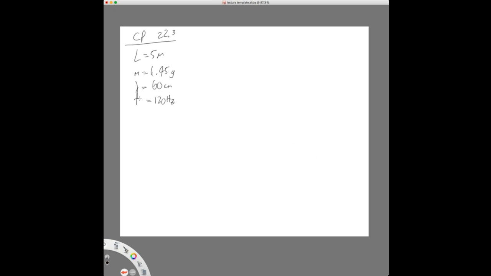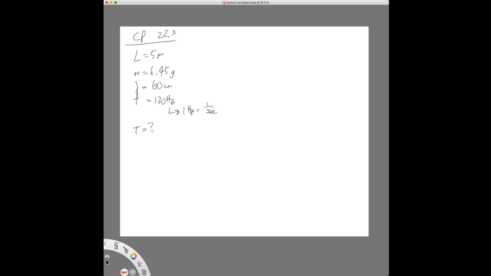That is the frequency. And just FYI, in case you are not aware, a 1 hertz is just 1 per second. It's like 1 over a second. Okay, so that's what a hertz is. And they asked us to find the tension.